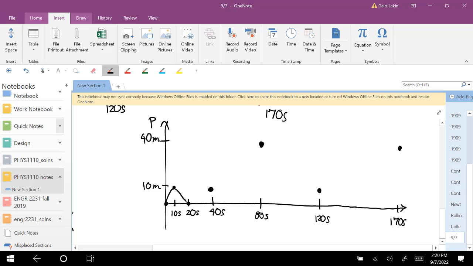And you can connect those as straight lines or curved lines. That doesn't really matter for this exercise. But that's what a position versus time graph looks like. Anybody have any questions about that?